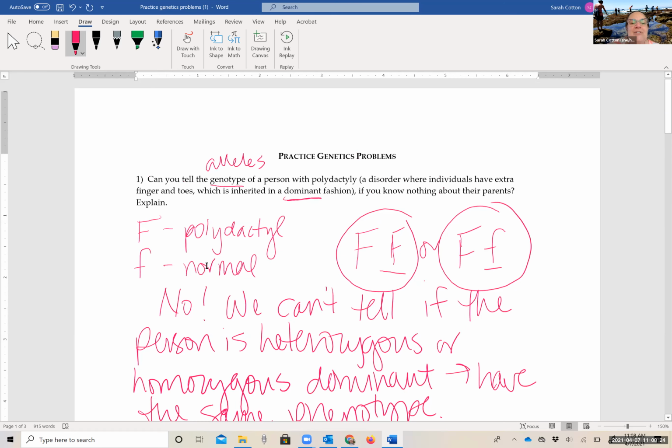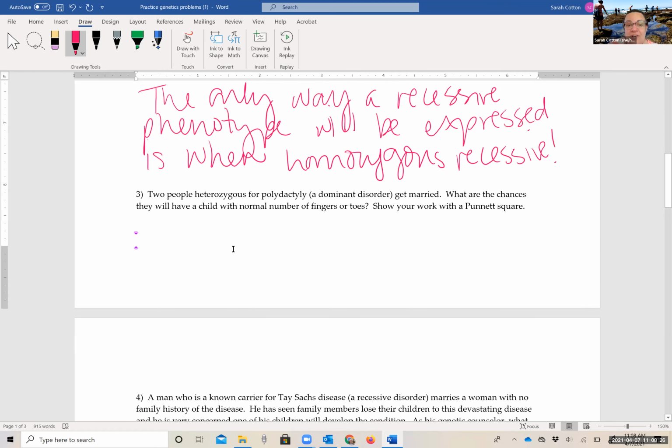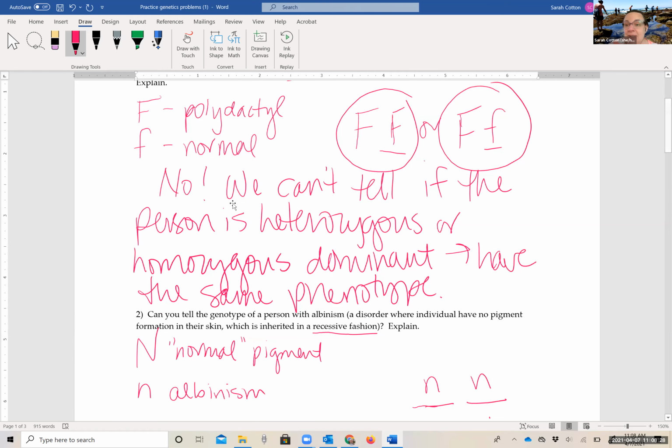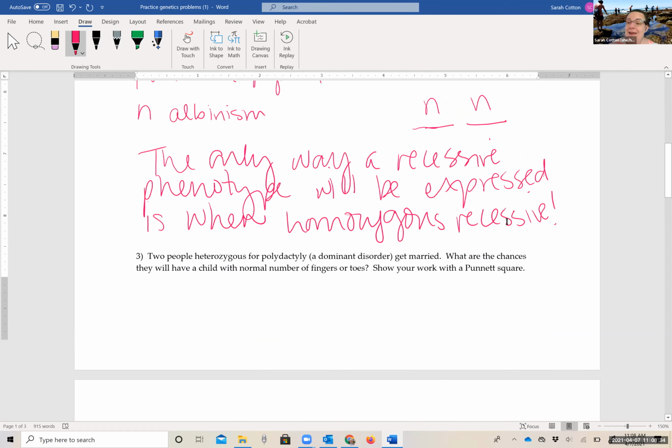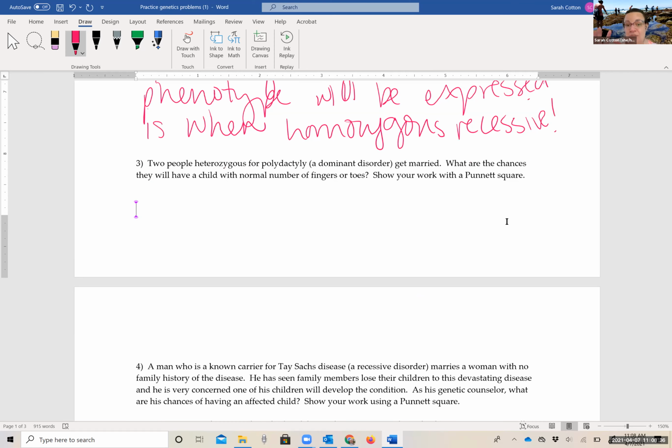Okay, so now question 3 is going back to polydactyly. We've already done some of our work up here; we've figured out what our symbols are going to be. Now question number 3 is: we've got two people that are heterozygous for polydactyly, and I'm reminding you it's a dominant disorder. So let's see if I can do this neatly. Normal fingers, polydactyl.